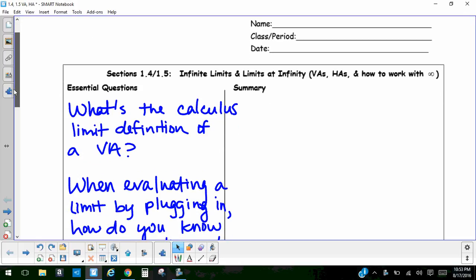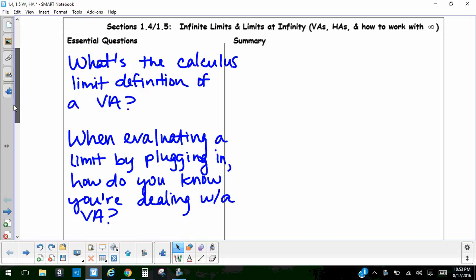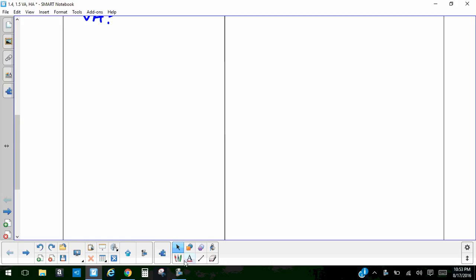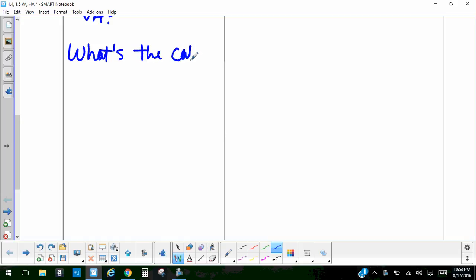Okay, so for 1.4, 1.5 homework 2 and video 2, we have some essential questions to add for day 2. One of them being, what's the calculus limit definition of a horizontal asymptote, and I'm just going to abbreviate now, HA. So we had what's the calculus limit definition of a vertical asymptote on day 1, and now what's the calculus limit definition of a horizontal asymptote.